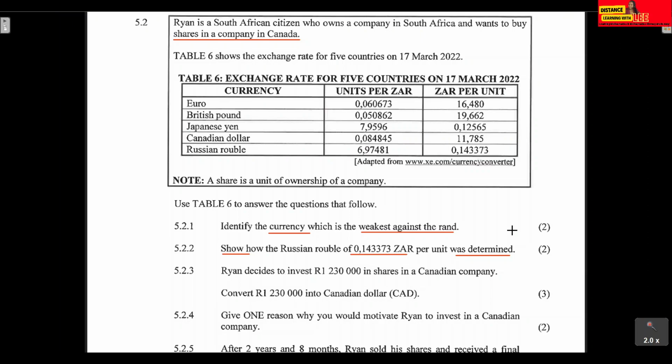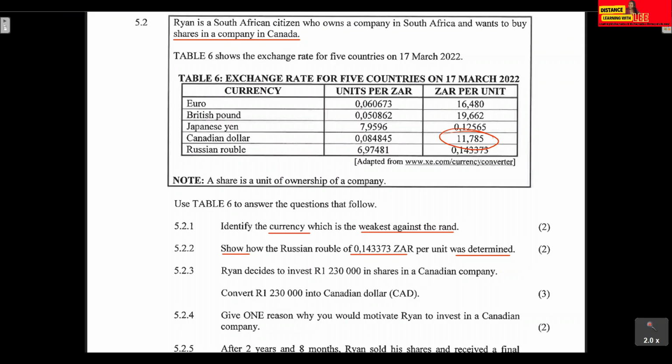There are multiple responses that you can give, but one that popped up in my head was that I would motivate Ryan to invest in a Canadian company because the Canadian dollar is a stronger currency compared to the rand. That is one reason I would give Ryan to motivate him to invest in a Canadian company.